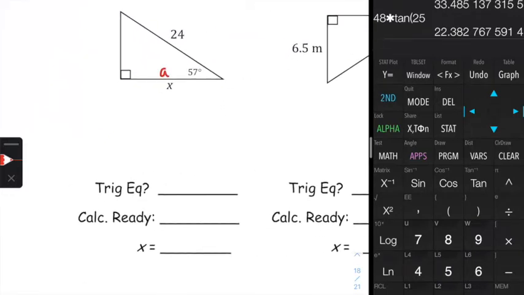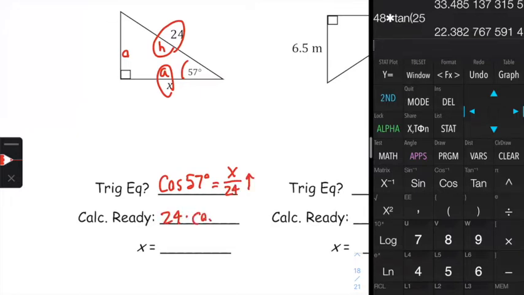This one here, that's the adjacent side. Here's your hypotenuse. You're not using the opposite side at all, but since you're using A and H, that's a cosine function. Cosine of 57 degrees, that's going to be x over 24. X is in the numerator, so multiply. 24 times cosine of 57. Apparently about 13.1 units. And that's how you're going to leave that one.